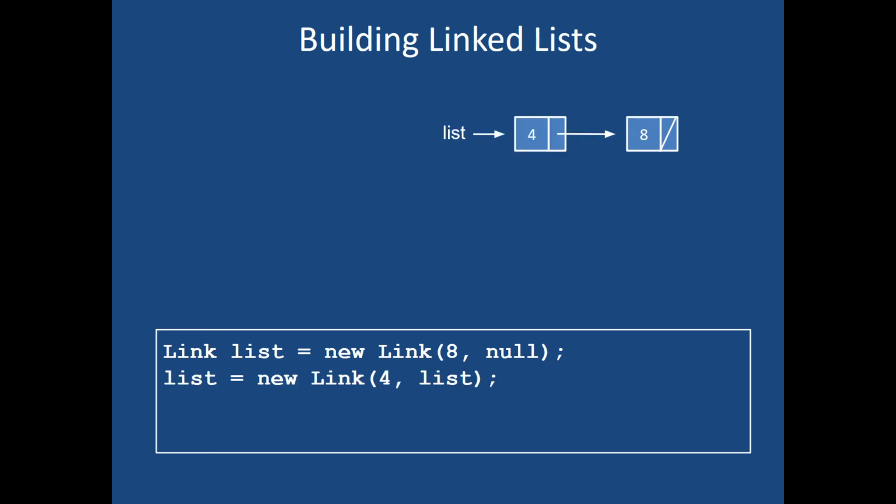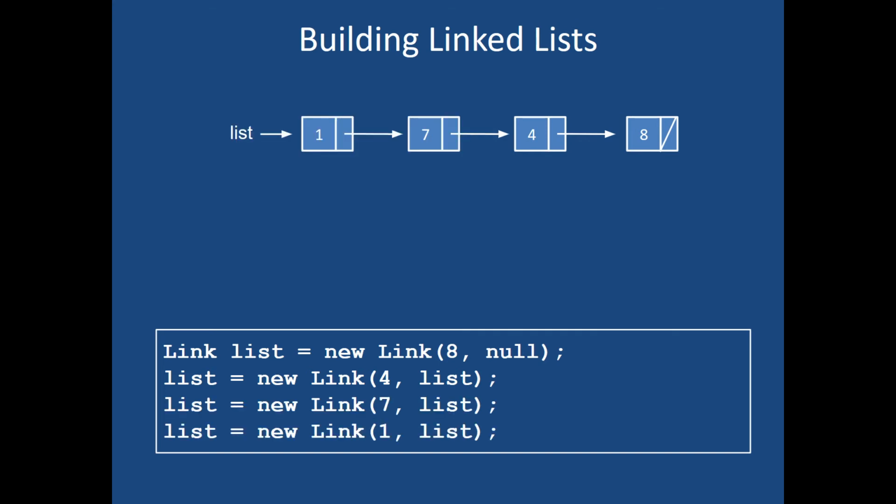All right? Then you do this. You say, okay, now create a new link that contains a 4 and has a reference to the original list. And you got that. So you just build it backwards. You get the 8, the 4, the 7, and the 1. In the end, you have a reference to the link containing 1, which contains a reference to the link containing 7, and so on. So that's how you would build that picture.